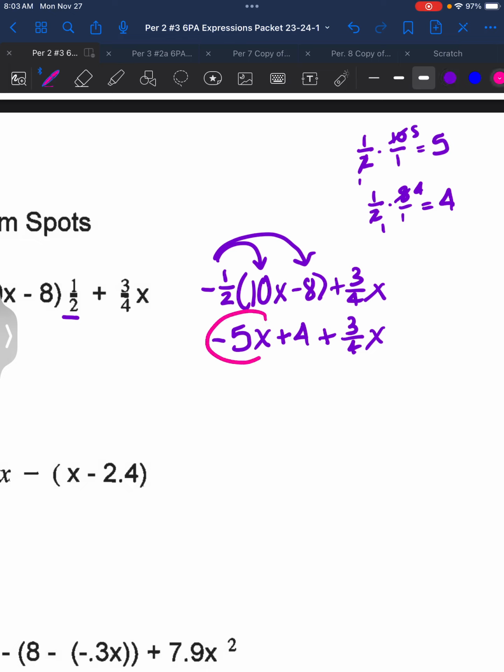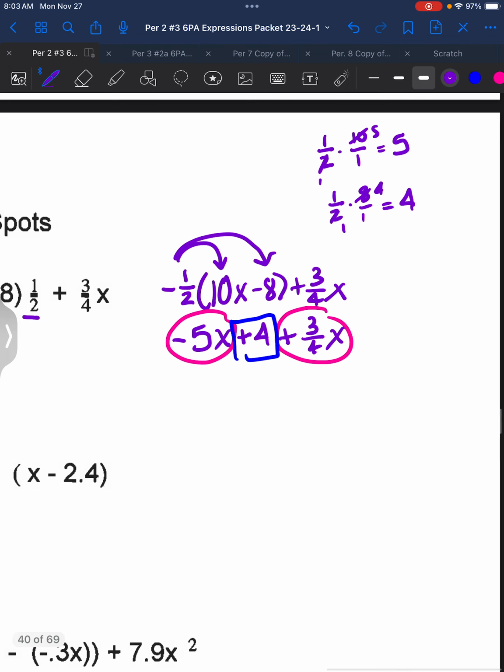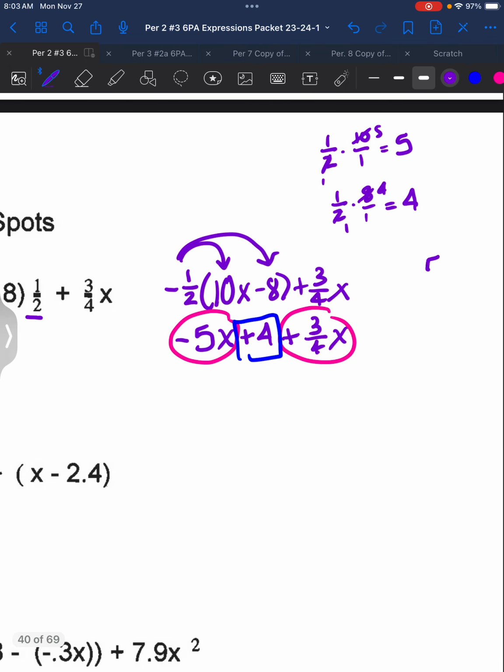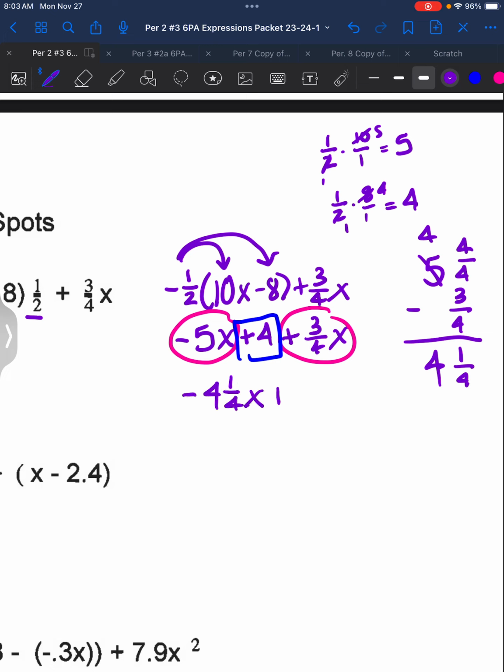My like terms, my x's are going to be like, and then the plus 4 is going to be a constant. Negative 5x and positive 3/4. So I'm going to do 5 minus 3/4 because they're different signs. I'm going to change that to 4 4/4. That's the same as 5. So 1/4 and 4. 5 is bigger, so it's negative 4 1/4 x. Drop down the plus 4.